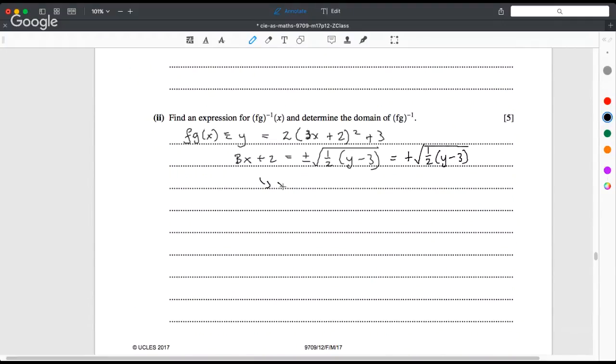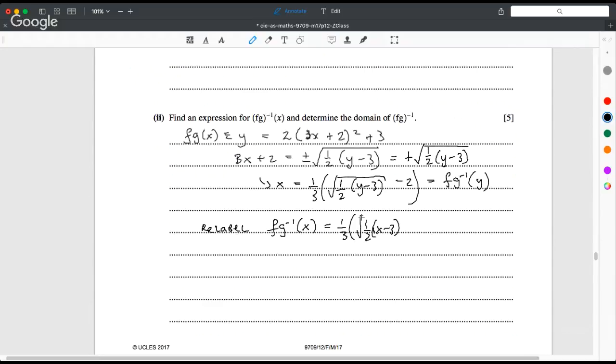And if you solve a bit further, you get x is equal to 1/3 times the square root of 1/2 y minus 3, minus 2. And then you relabel. So you get x in terms of y, and then you say, okay, I'm just going to relabel x and y now, because this thing is basically fg inverse of y, and I want fg inverse of x. I'm just relabeling x and y. They're all arbitrary anyway. I could call them t or h or whatever I want. And so that's 1/3 square root of 1/2 x minus 3, minus 2.